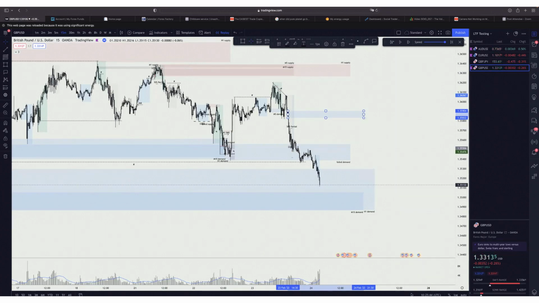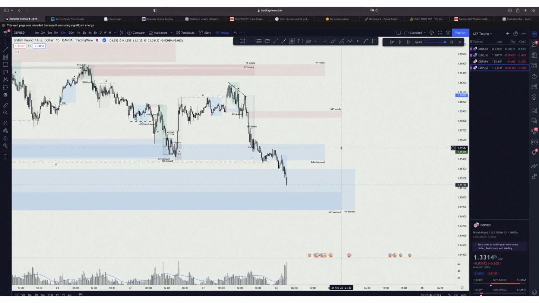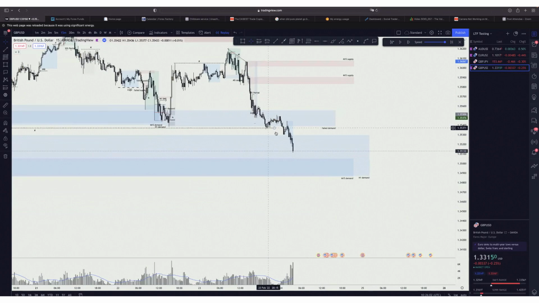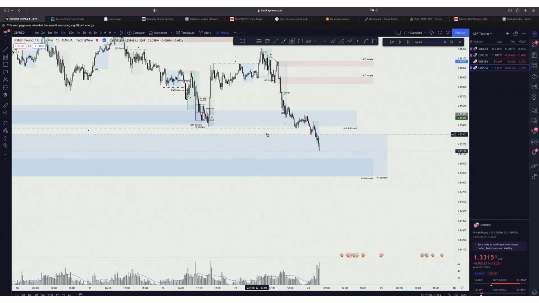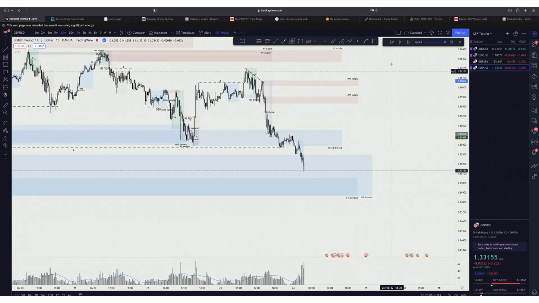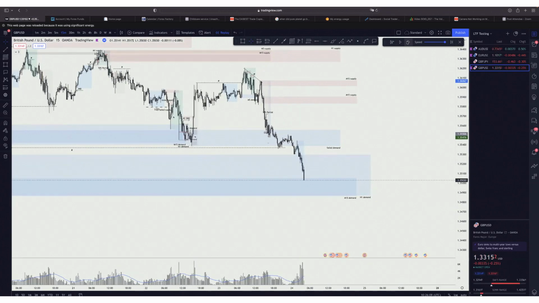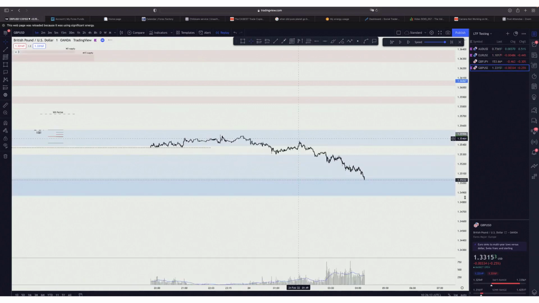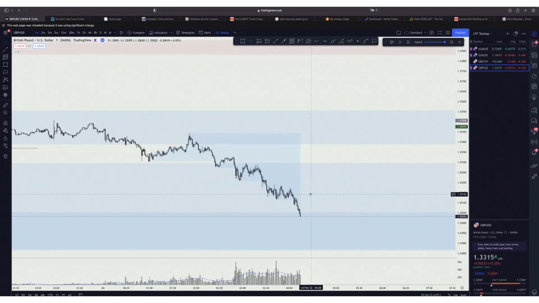I need to tidy up my TradingView templates. And there's obviously this extreme one up here. So yeah, potentially price is going to come back up here with broken structure. We're currently in demand. So that's been mitigated. Let's have a look on the 1 minute.